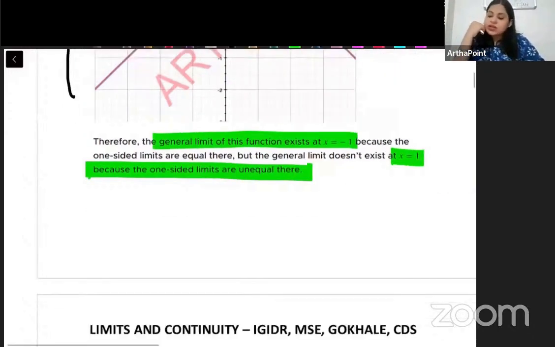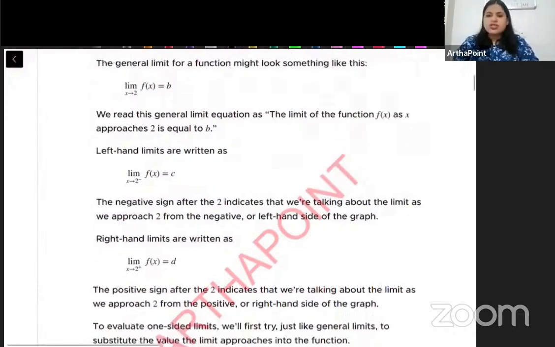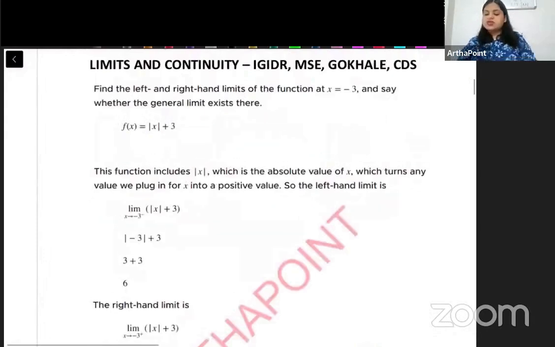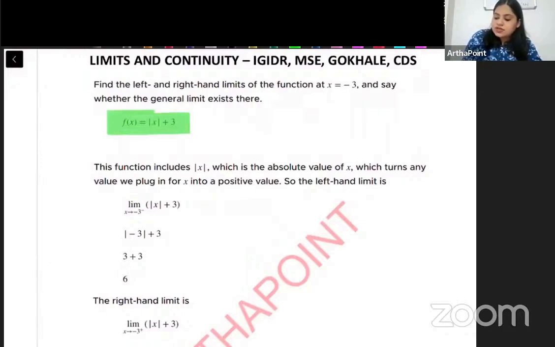So this is how we are checking the limits, the one-sided limits. Now, let us try to do a question based on it. So you can read this theory a little later. So let's go to this function now. The function given to us is f(x) = |x + 3|, right? And now what we want to do is approach this as x tends to -3, from the left hand side and the right hand side.